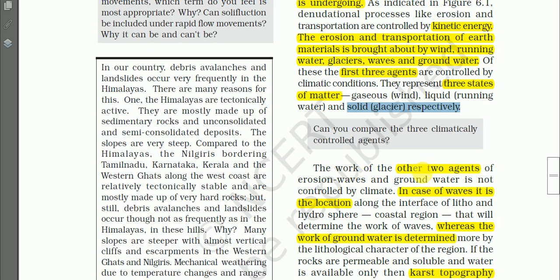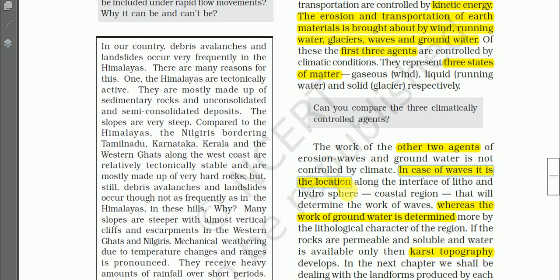And where are the other two agents? That is waves and groundwater. The other two agents of erosion, waves and groundwater, are not controlled by climate. Sea waves and groundwater are not controlled by climate. In the case of waves, it is the location along the surface of the lithosphere and hydrosphere, the coastal region, that will determine the work of waves. That means the work of waves is dependent on the location, that is the coastal region.